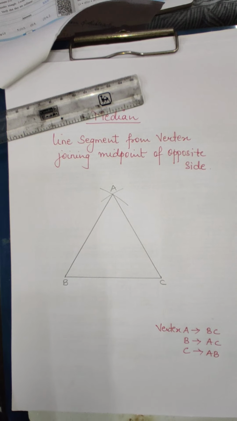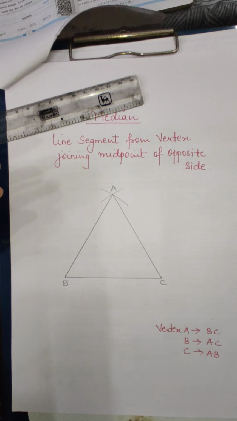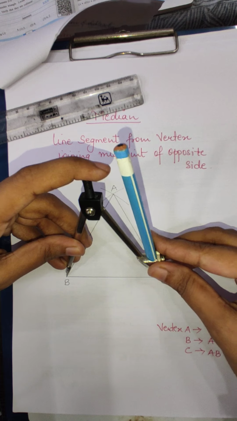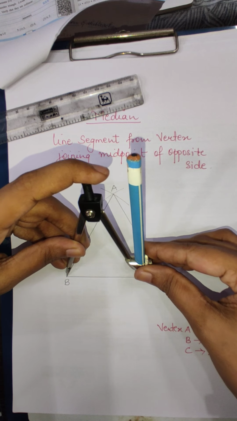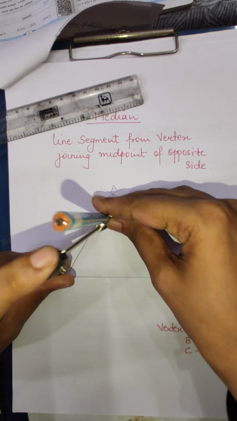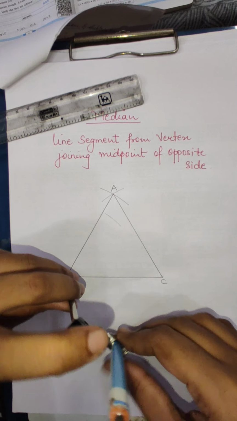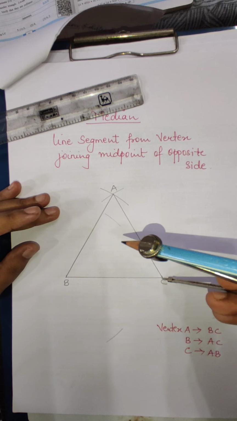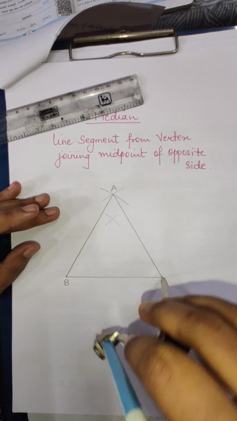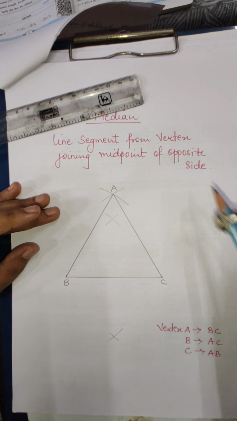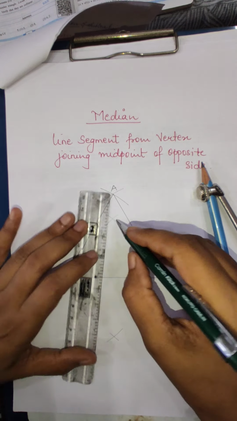Now we want the midpoint. How to get the midpoint? We have studied something called perpendicular bisectors of a line segment. So first, for side BC, we are going to make its bisector. That is, we are going to bisect the line. How to bisect the line we have already studied. Take more than half distance. Make an arc upwards, downwards. Keep the same on point B. Make an arc like this. Now draw a line.